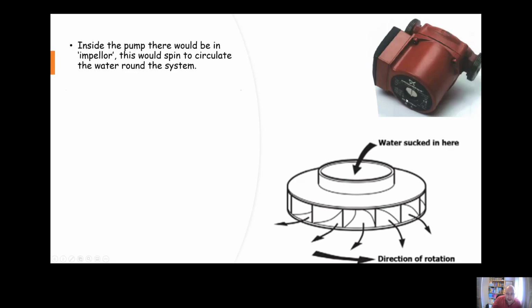We're going to look at pumps now. This is a picture of a pump over here on the right hand side. Inside there you'd have an impeller. An impeller spins round and it circulates the water around the system.